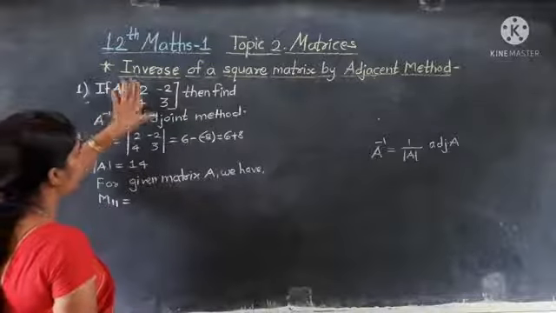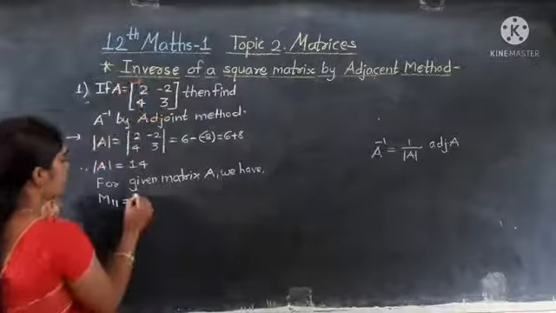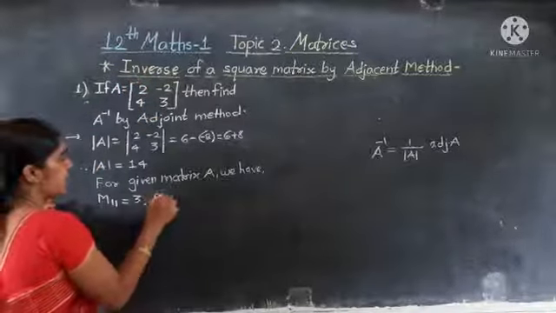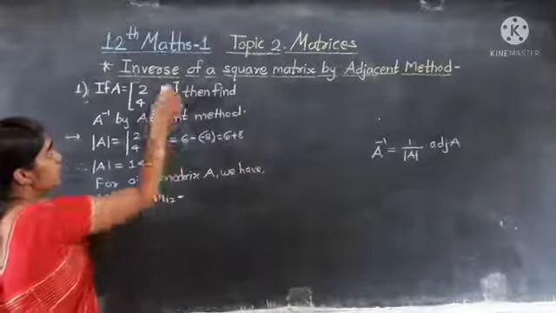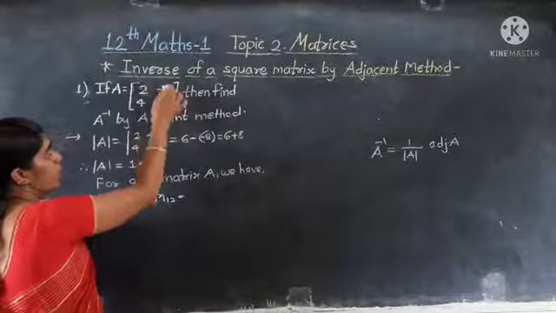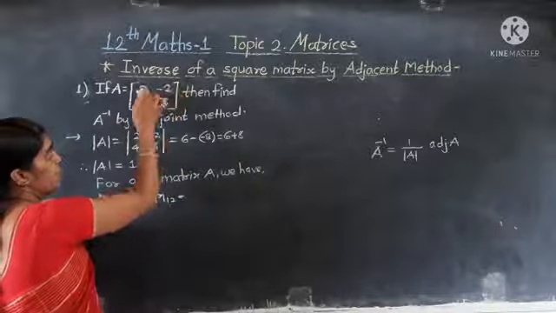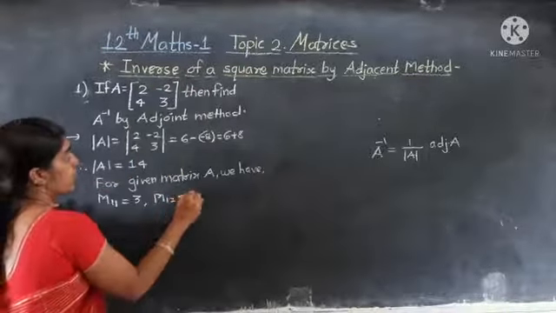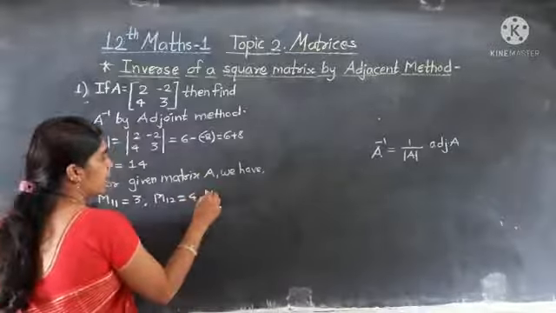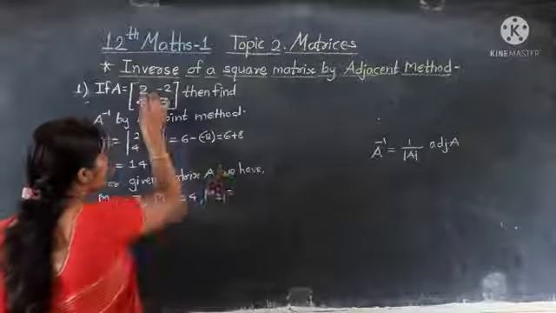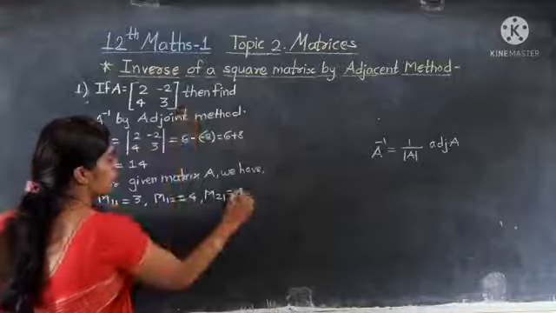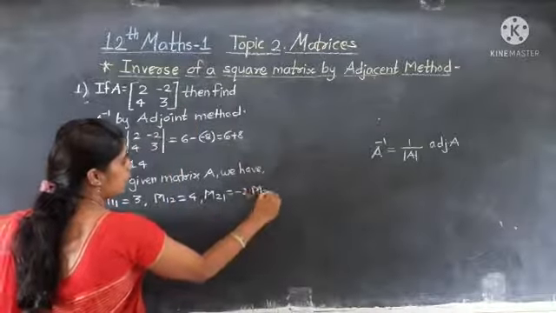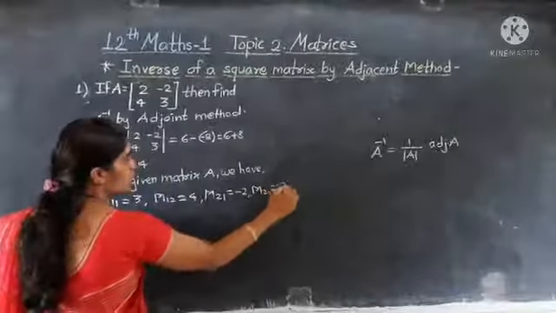M11. This is the minor of the first element, which is 3. Then M12: the M12 element is -2, so the minor of this matrix is 4. For M21, you neglect this -2. And M22 is 2. Okay.